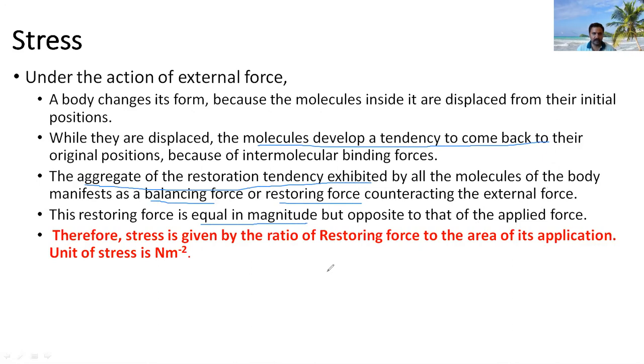So in general, we can call the stress a restoring force, or the applied force, because the restoring force is equal to the applied force. So the restoring force per unit area of its application, that we are calling stress. The unit for stress is Newton per meter square, or Pascal.